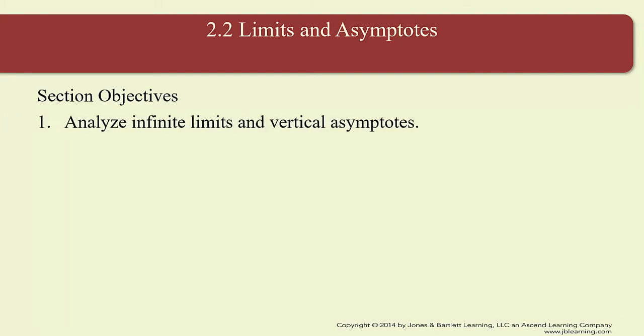Hey folks, here in section 2.2 we're going to continue our study of limits. Specifically we're going to look at limits and asymptotes, vertical asymptotes and horizontal asymptotes. The objectives we're going to focus on in section 2.2 will be objective 1, analyze infinite limits and vertical asymptotes.